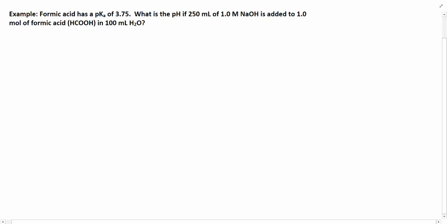This question asks about formic acid, which has a pKa of 3.75. The question asks for the pH when we add 250 milliliters of 1 molar NaOH to 1 mole of formic acid in 100 milliliters of water.